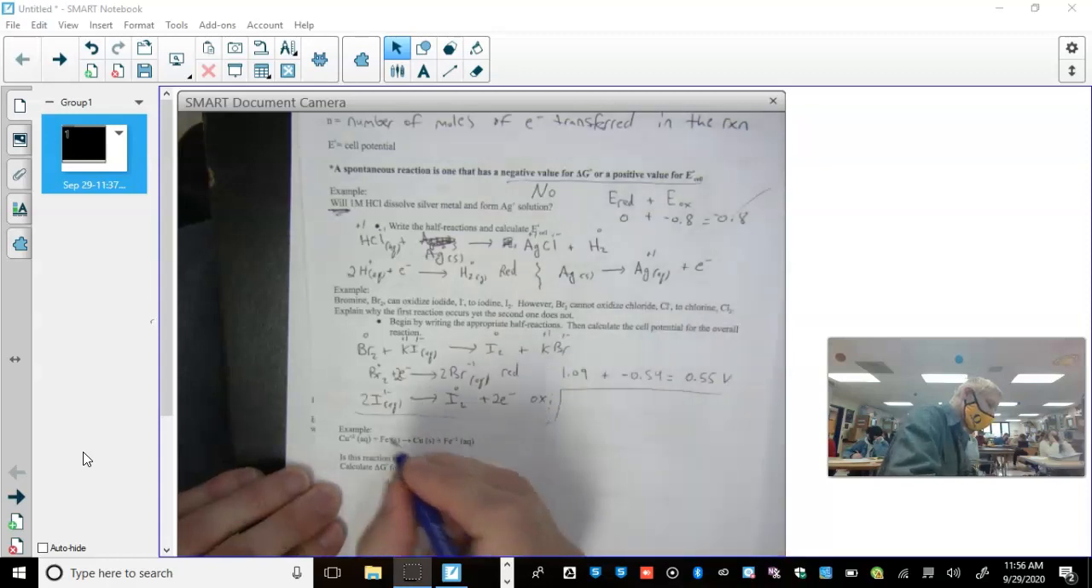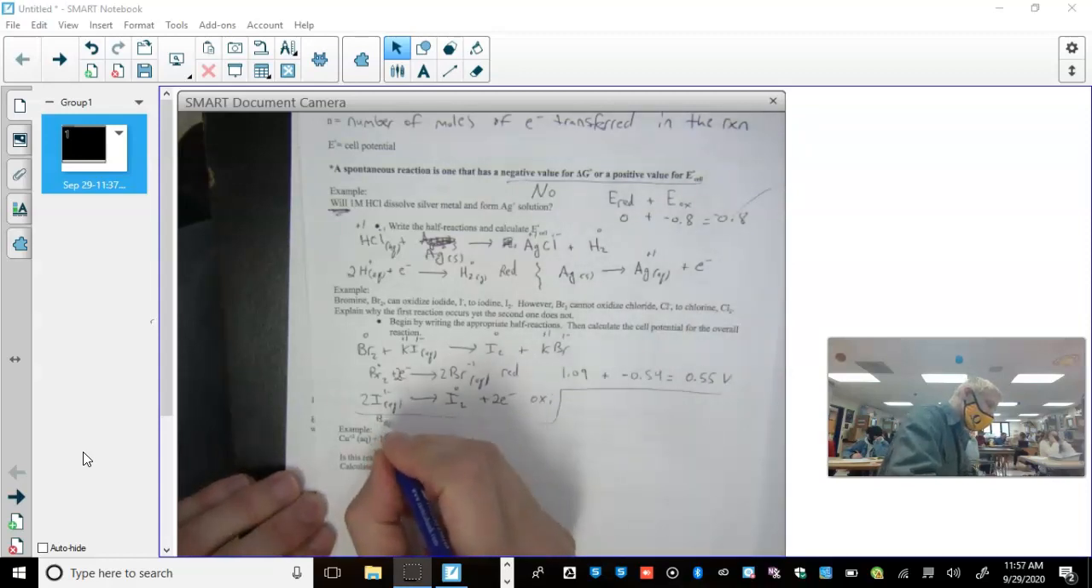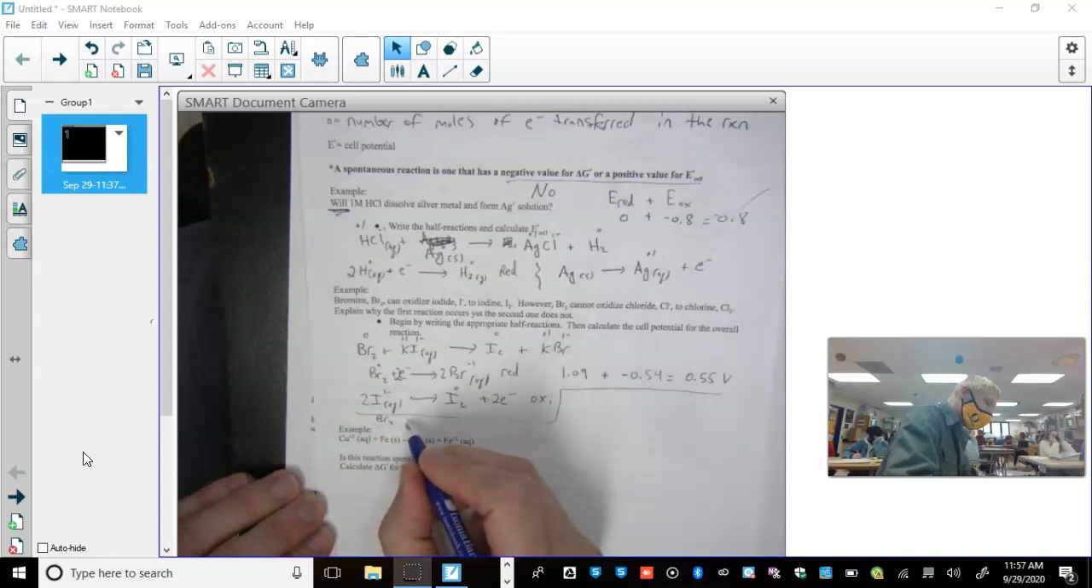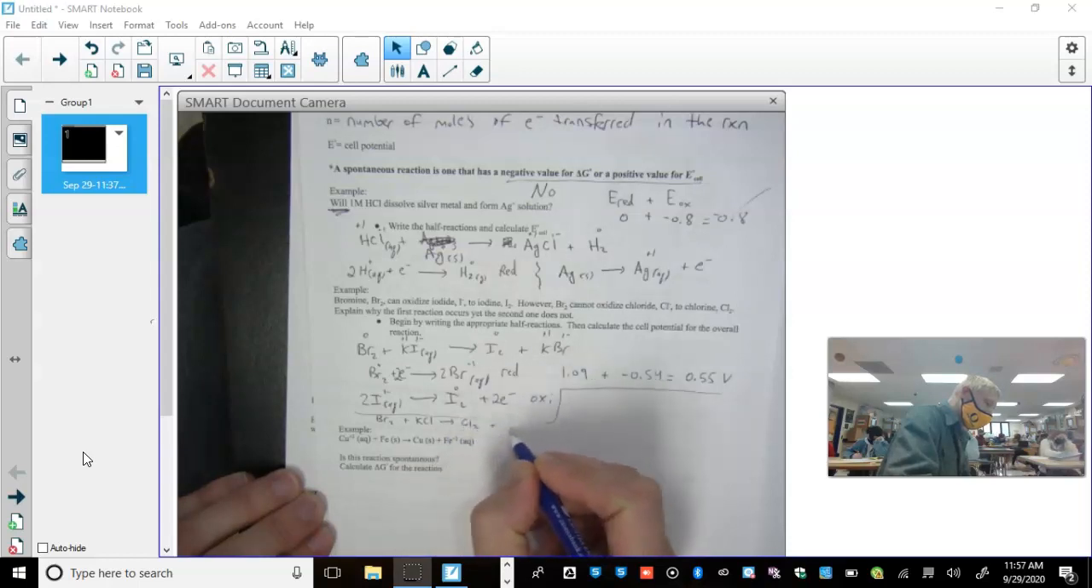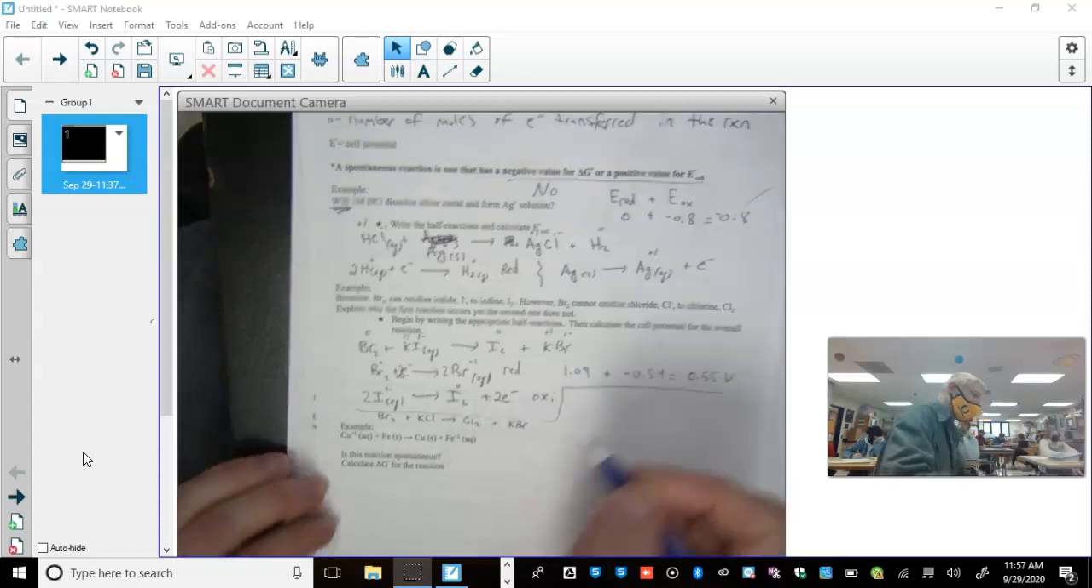All right, so now let's find some space and try to do the other one where bromine is doing it to chlorine. So I'm going to have Br2, let's just write it out. We'll say KCl. Cl2 plus KBr. So that's my equation.